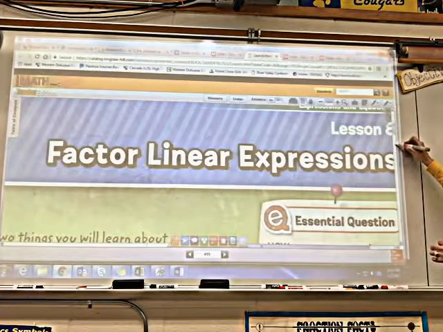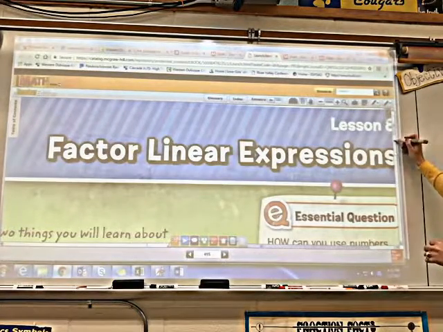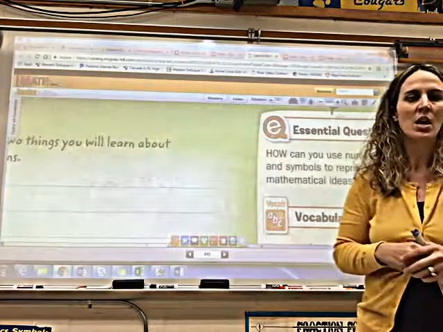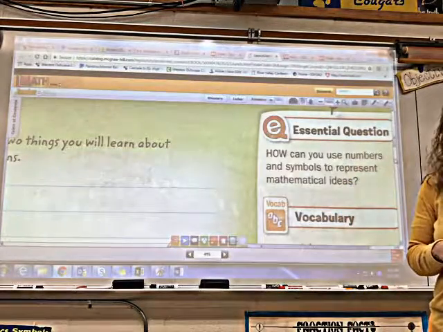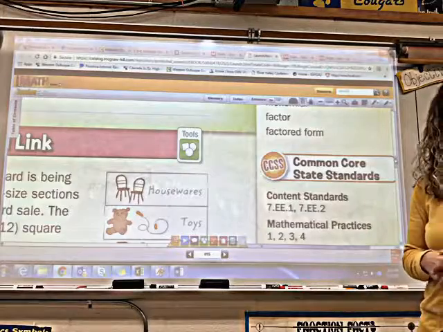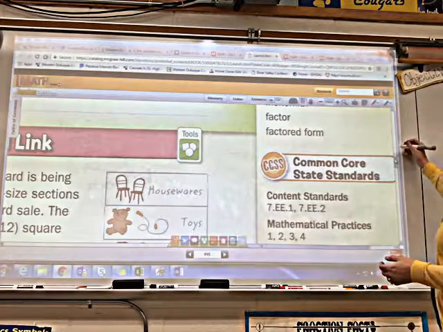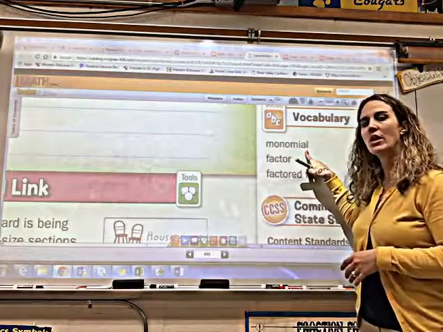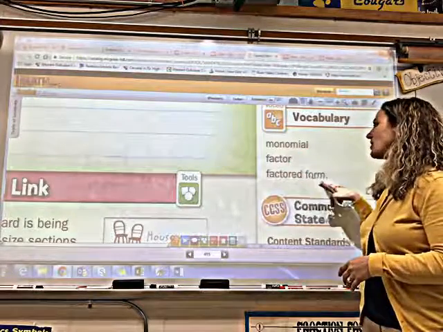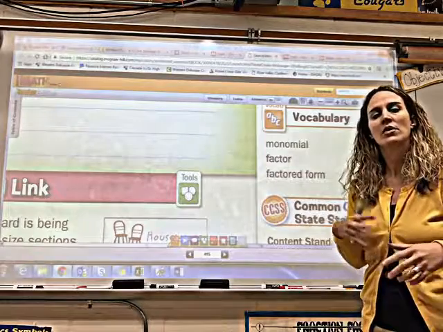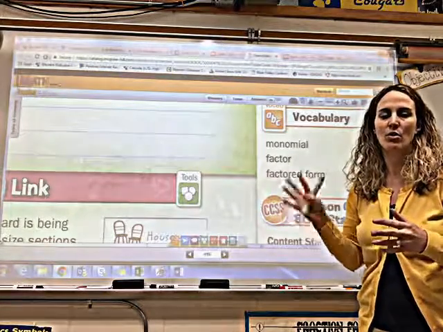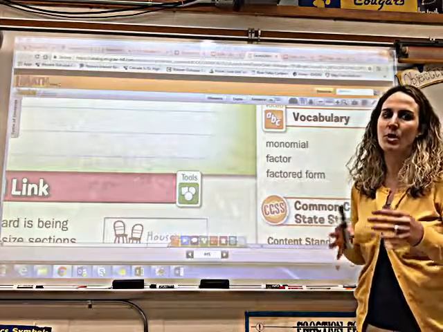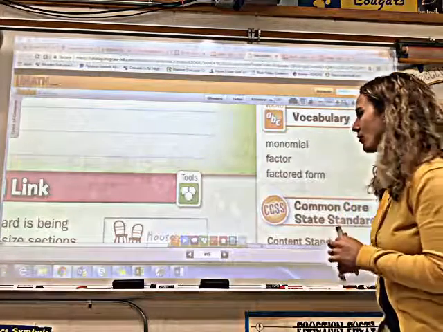One of the things to take note of on page 415 in your book is your vocabulary words. Underneath your vocab, you have 3 vocabulary words that you are going to be needing to fill in on your vocab web. First one is monomial, second one is factor, and the third one is factored form. So please make sure after you listen to the video here that you do take a moment to fill in those words on your vocab map.